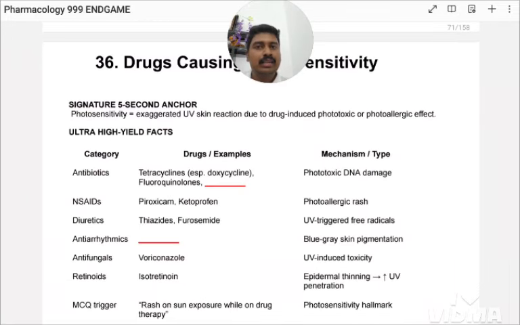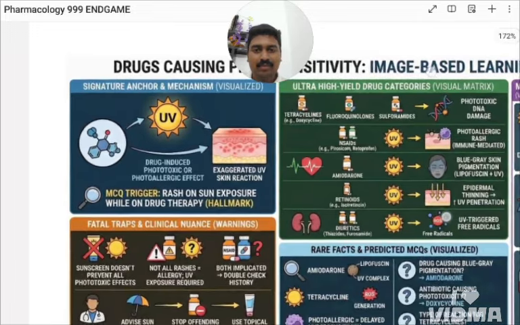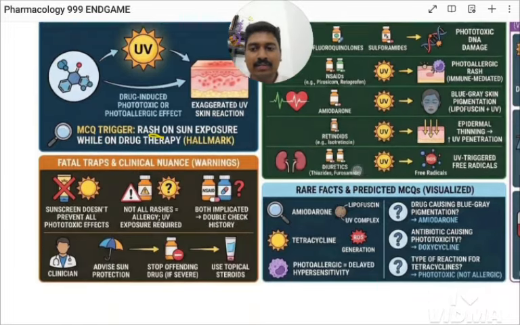Next, which are the drugs causing photosensitivity? Again, an important question, and we have a mnemonic for this also. Because of drug-induced phototoxicity or photoallergic effect, these 2 effects are there. You don't have to remember that. There is an exaggerated UV based skin reaction. So your MCQ point will be rash on sun exposure while on drug therapy. This is the exact sentence that will be asked in your MCQs.